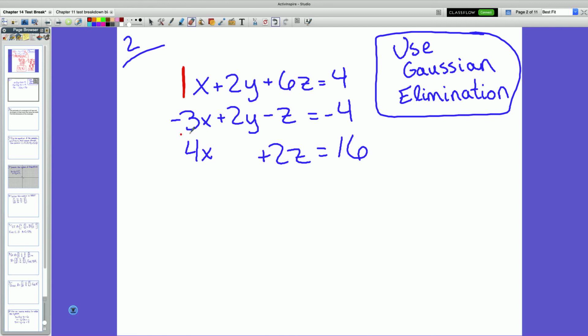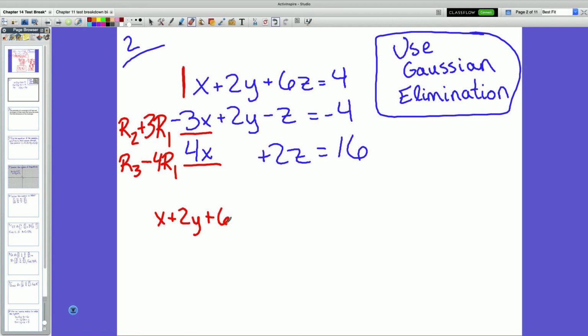So then I'm going to try and get rid of these leading coefficients as well. So I'm going to take row 2, I'm going to add 3 row 1, because that'll get rid of that -3. Then I look at the 4, so I would take row 3 minus 4 row 1 to get rid of that leading 4.